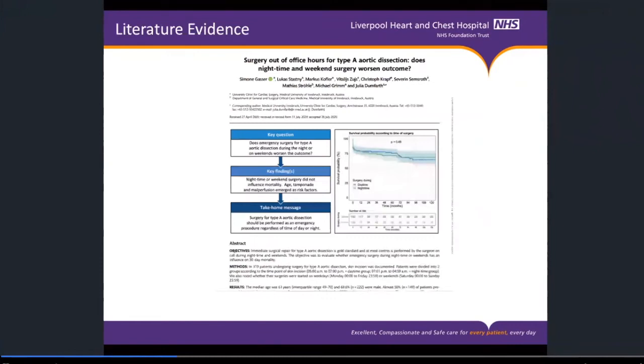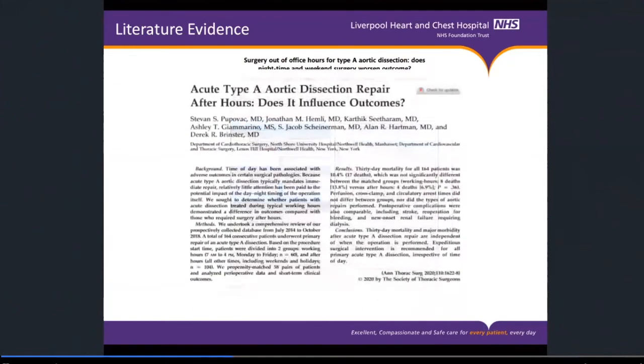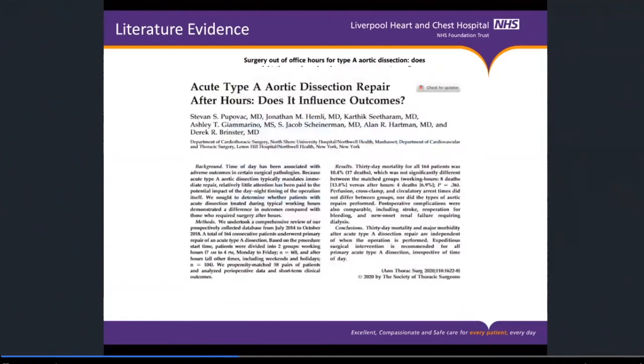Currently, there is a wide range of literature evidence, and there have recently been many reports discussing their outcomes. In the latest study by Gasser et al., in their cohort of 319 patients of acute type A aortic dissection, they reported no differences in mortality between those patients who were operated on during daytime or out of hours during the weekend. Similar outcomes were reported by another study that included 164 patients.